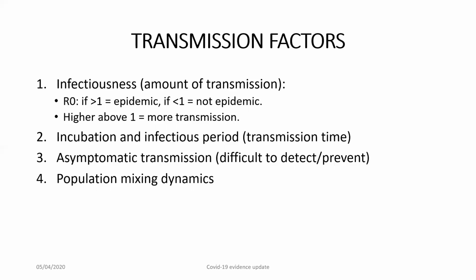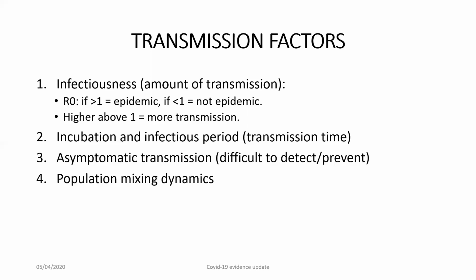The second factor is the amount of time someone is infectious and at risk of passing the infection on to others. This is the infectious period, but the incubation period is also important to consider, which is the time between infection and the onset of physical symptoms. This leads to the third factor, which is asymptomatic transmission. This is where there is transmission within the incubation period.